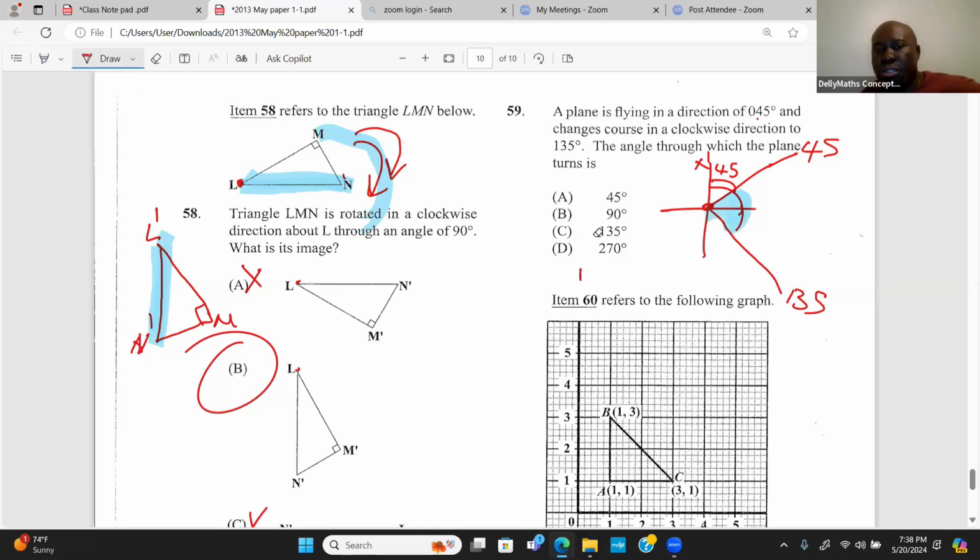So all you're going to do is subtract, 90 degrees, because they want the blue part, so you just subtract. Okay, you could see the 45 stops here, the 135 continues, you subtract to get the angle between, all right?